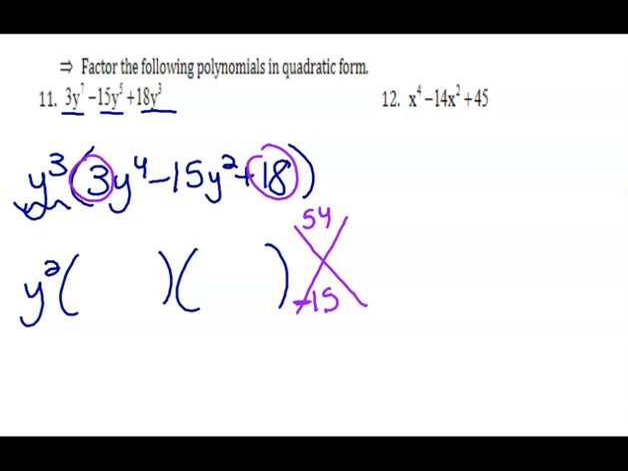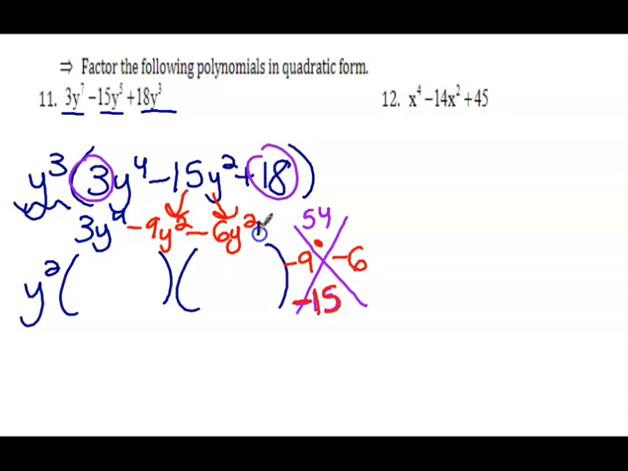Well, if it's a negative 15, folks, that means that both of them need to be negative. So we've got a negative 6 and a negative 9. Let's see. Negative 9 times negative 6 is positive 54. Negative 9 plus negative 6 is negative 15. There we go. That looks rockin'. So what am I going to do? I'm going to insert those in. So negative 9y squared and negative 6y squared. I'm going to plug that in, bring down everything else. So 3y to the fourth plus 18.